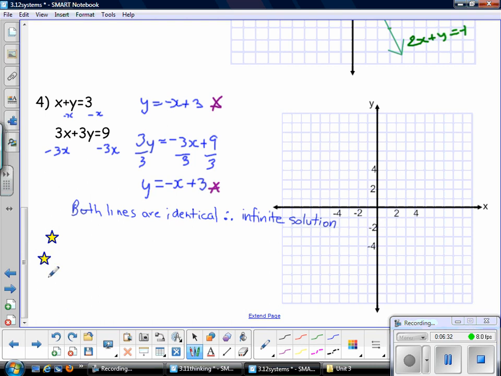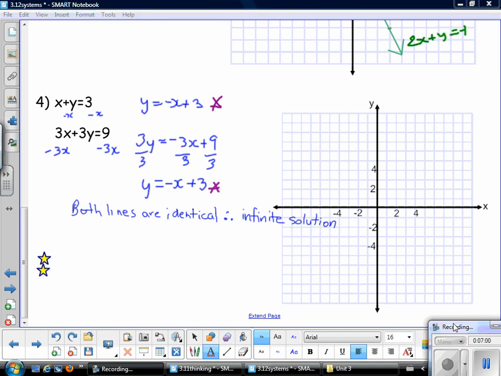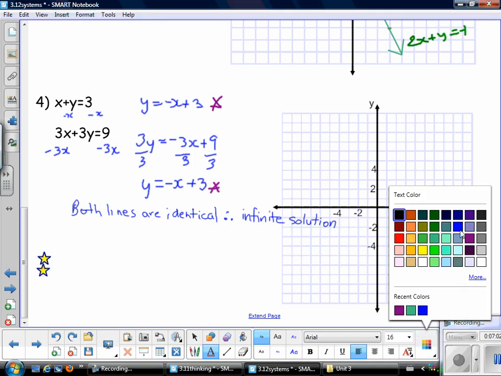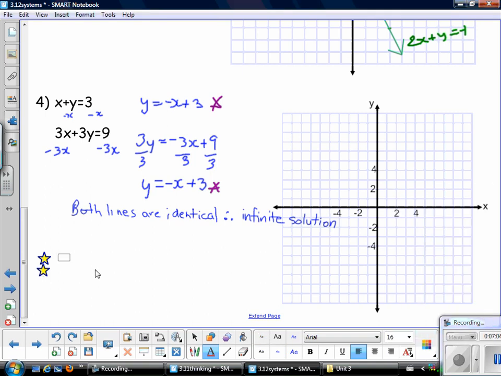Now, I also have some stars here, and that's because of one other thing that you should know. If you recognize that slopes are the same, and we talked about that a couple lessons ago, it means they never do intersect. So if you recognize even before you graph that two lines have the identical slope, then you can say that there are no solutions because the lines are parallel. So we're going to write that down in our notes as well so that we have that for future reference in case you come across that.